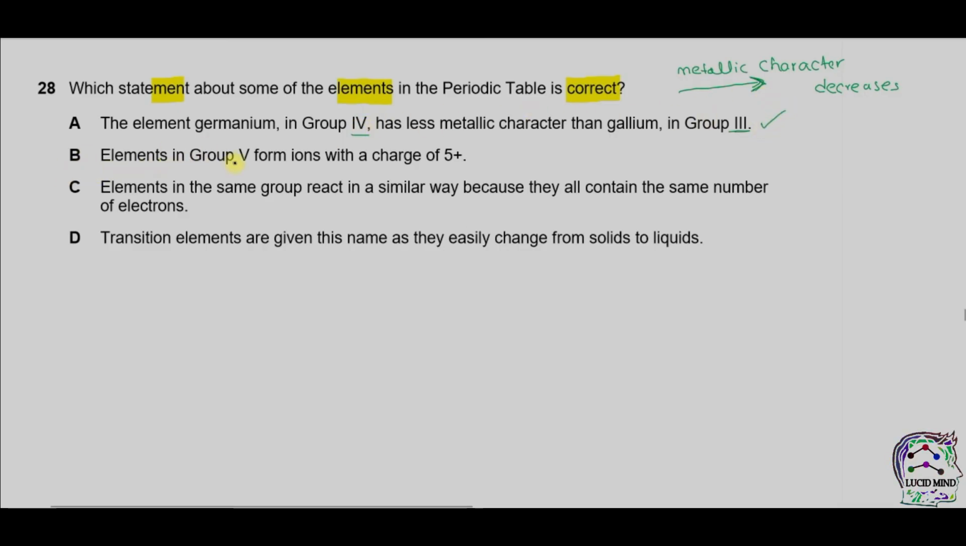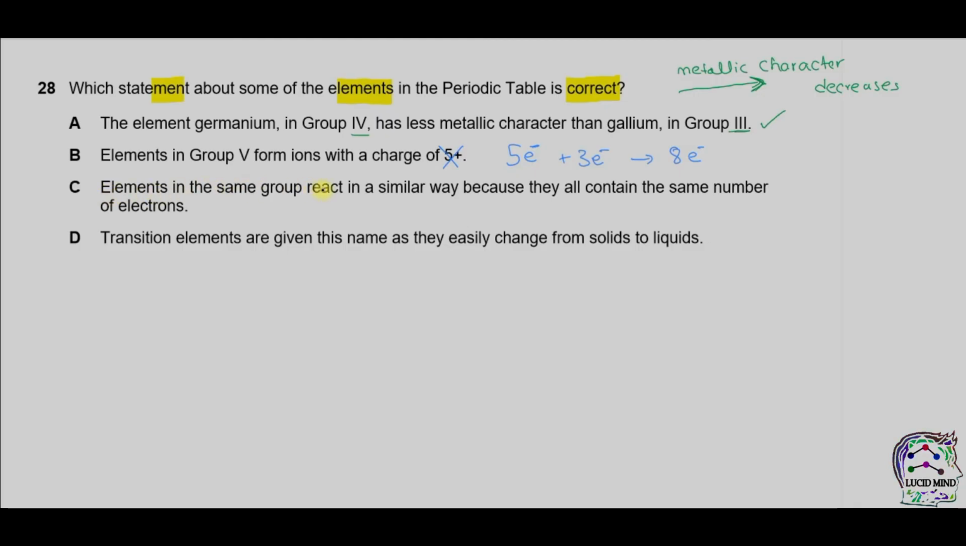Part B. Elements in group 5 form ions with a charge of 5+. This is incorrect because group 5 elements have 5 electrons in the outermost shell. They need 3 more electrons to complete their octet. So therefore the charge will be -3, not +5.